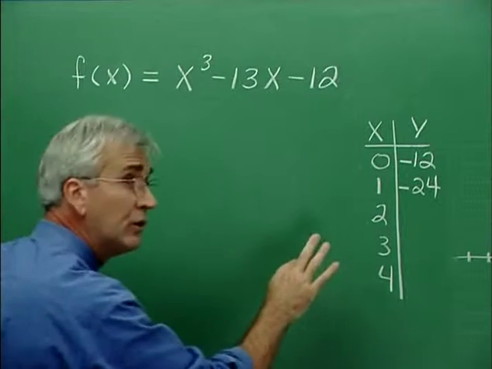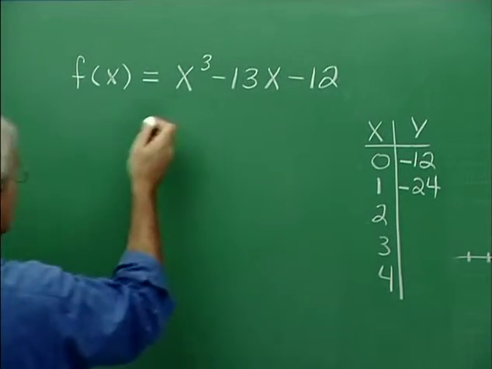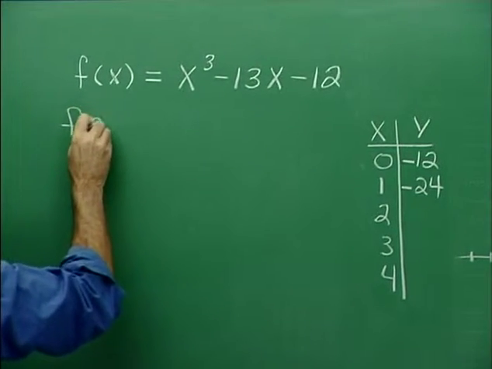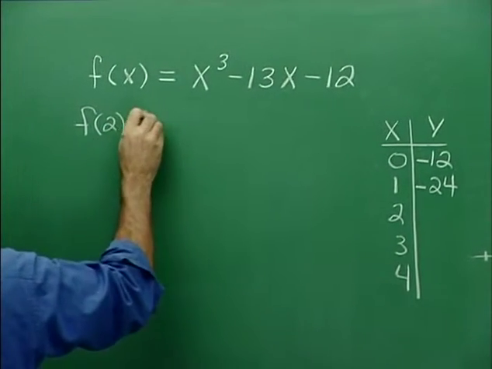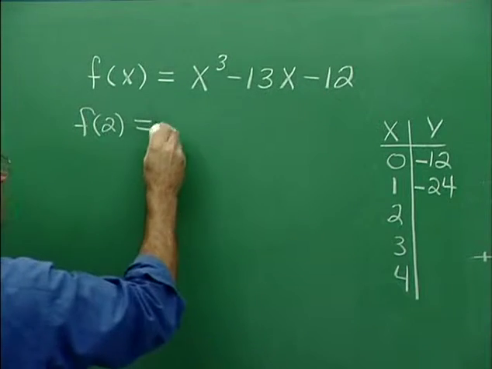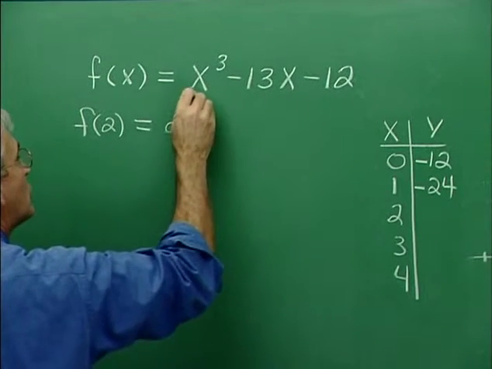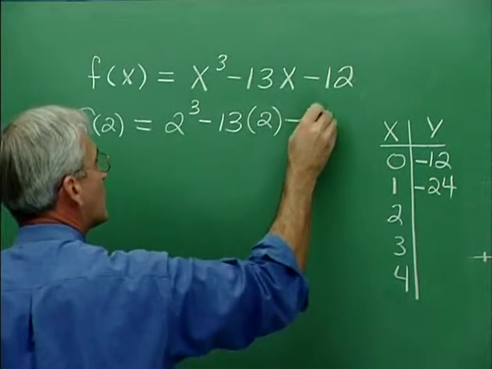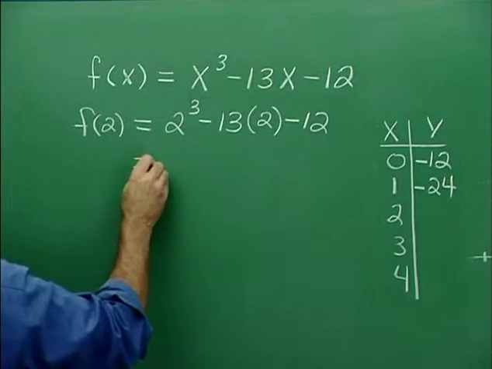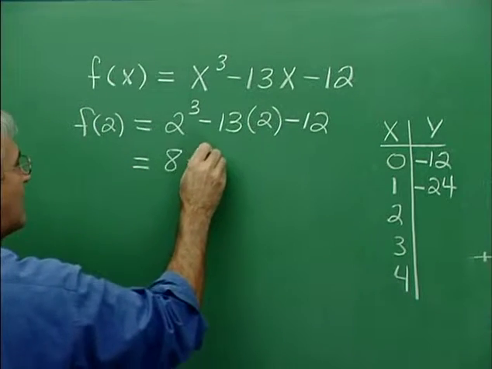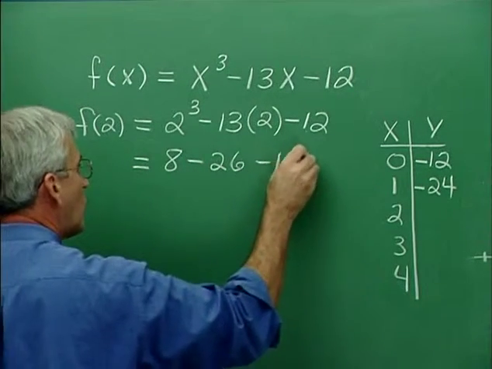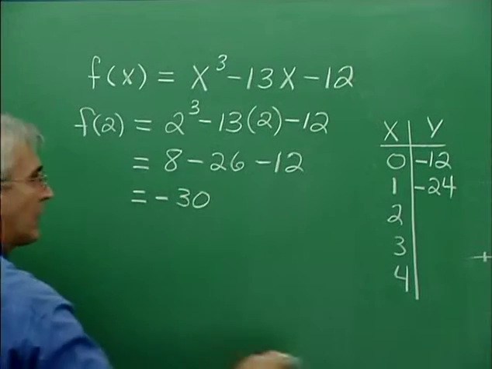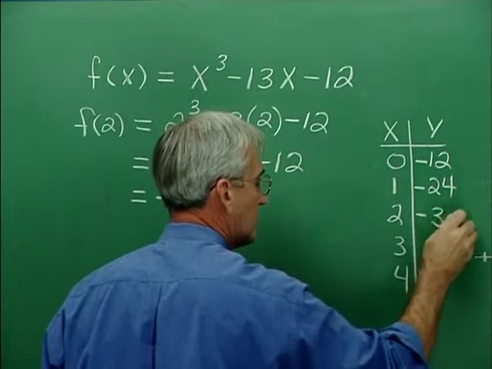Now, for f of 2, we can do this. We would need to find y. Now, it would be f of 2 that we're finding. We could say y equals if we want to, and just replace x with 2 everywhere we see an x. So it would be 2 cubed minus 13 times 2 minus 12. And evaluating, let's see, 2 cubed is 8 minus 26, minus 12. Collecting here, we find f of 2 to be negative 30, and we would put that into our table of values.